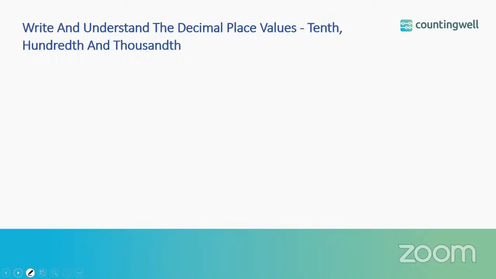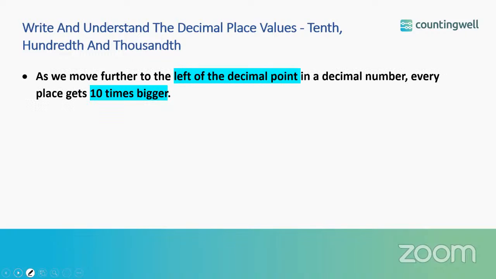Now let us write and understand the decimal place values, that is tenths, hundredths and thousandths. We know a decimal number has a decimal point, and the number to the left side of the decimal point is the whole part, whereas the number to the right hand side is the fraction part. As we move further to the left side of the decimal point, every place gets 10 times bigger. So the first place is the ones place, then comes the tens place, then the hundreds place, then thousands and 10,000. So you can see the digits are getting 10 times bigger as we go to the left side of the decimal point.